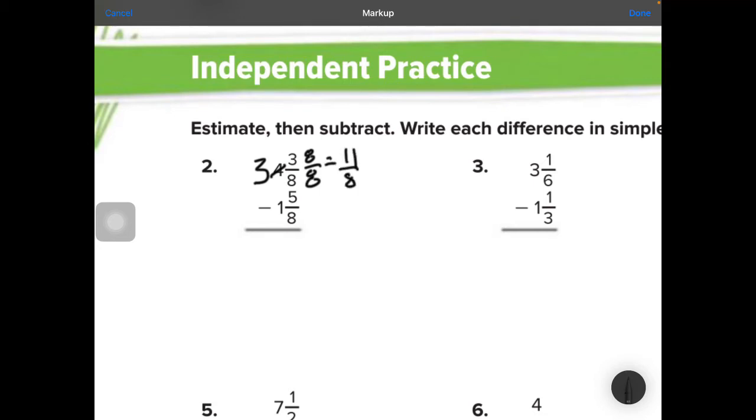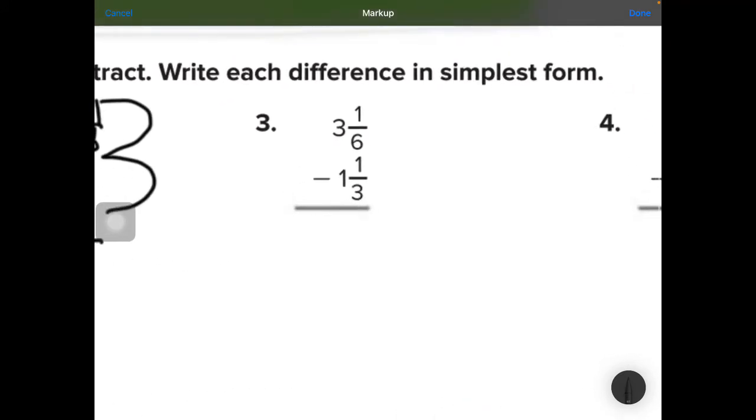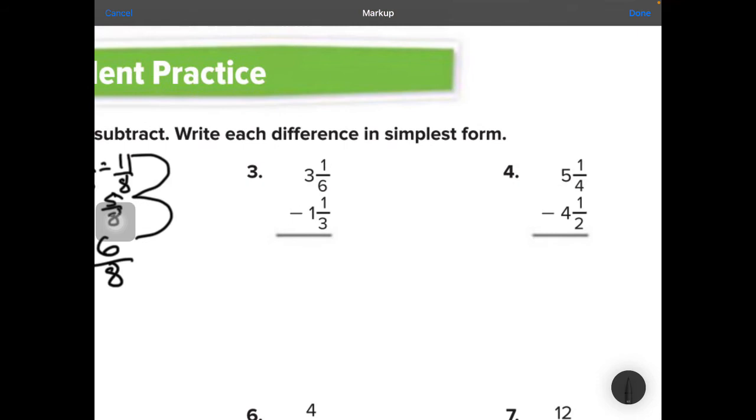8, 9, 10, 11. That's going to be 11 eighths. And just so I can understand it, I'm going to bring that 5 eighths over. So in my mind, it's all nice, pretty, and organized. 11 minus 5 is going to be 6, and the denominator will be 8. 3 minus 1 is going to be 2. Okay, you get to try your own on number 3.